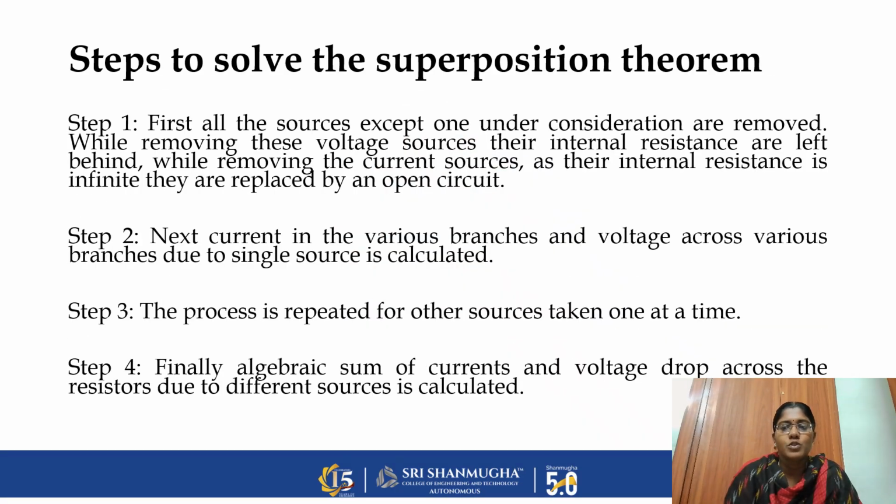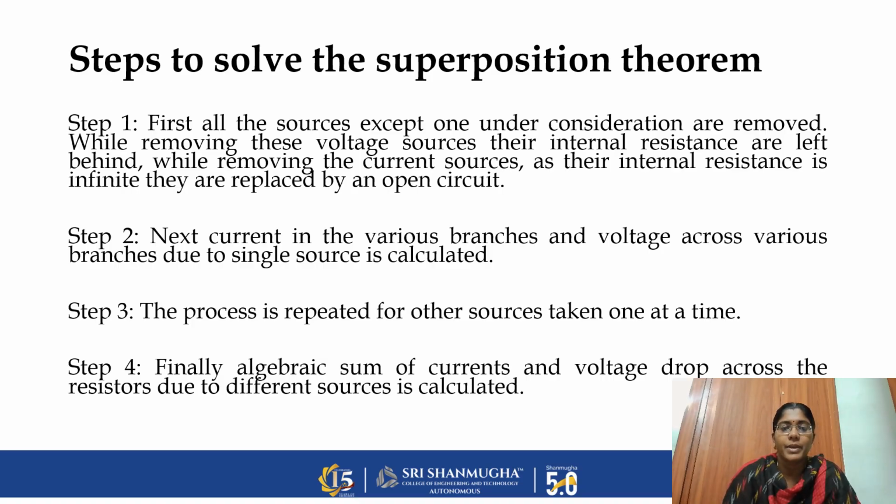Steps to solve the superposition theorem. So the first one is we have to remove all the sources except one. So while removing the sources, if it is a voltage source, you have to remove the voltage source and short circuit the terminals. If it is a current source, you have to remove the current source and make it an open circuit as their internal resistance is infinite. So they should be replaced by the open circuit.